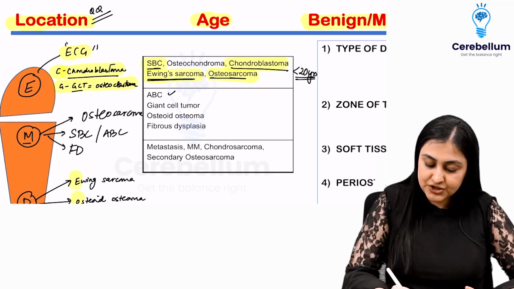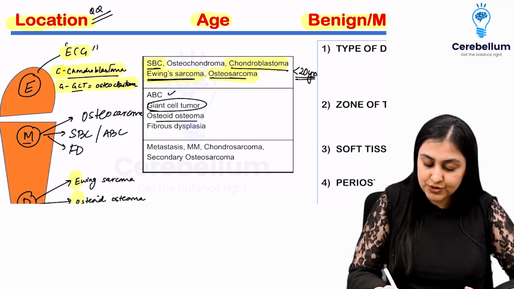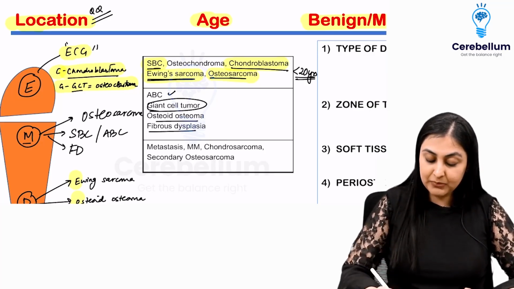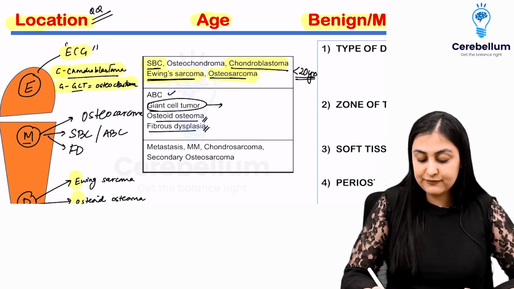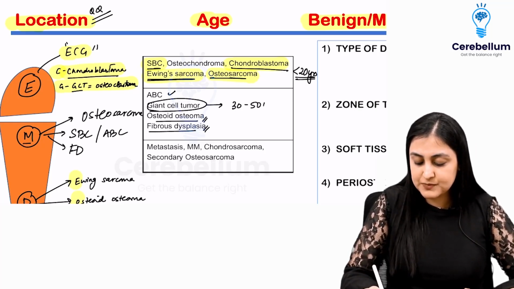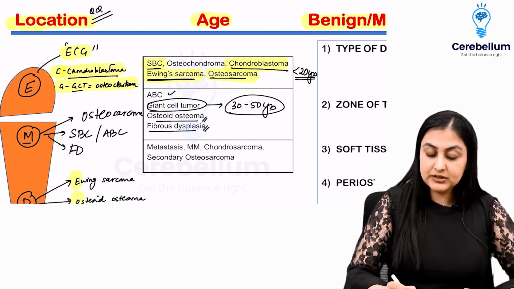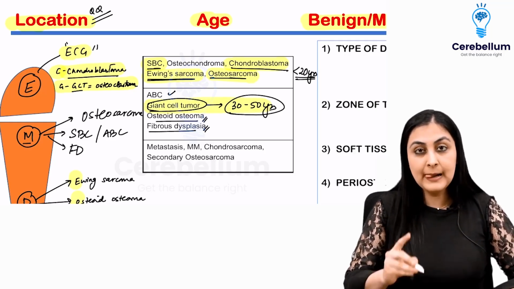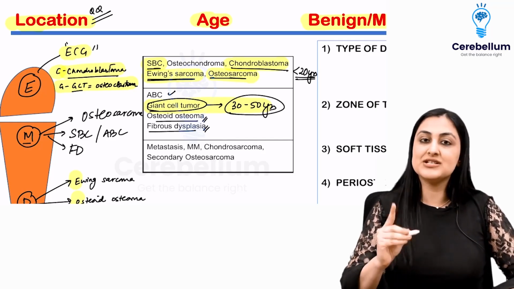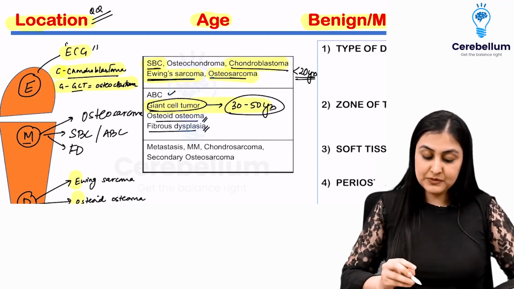Aneurysmal bone cyst, giant cell tumor, osteoid osteoma, and FD. Now remember, osteoid osteoma and FD can be seen at any age, but GCT, very important, is something that is most commonly seen around 30 to 50 years of age. So whenever you get a middle-aged person, always remember that GCT is the most likely possibility.